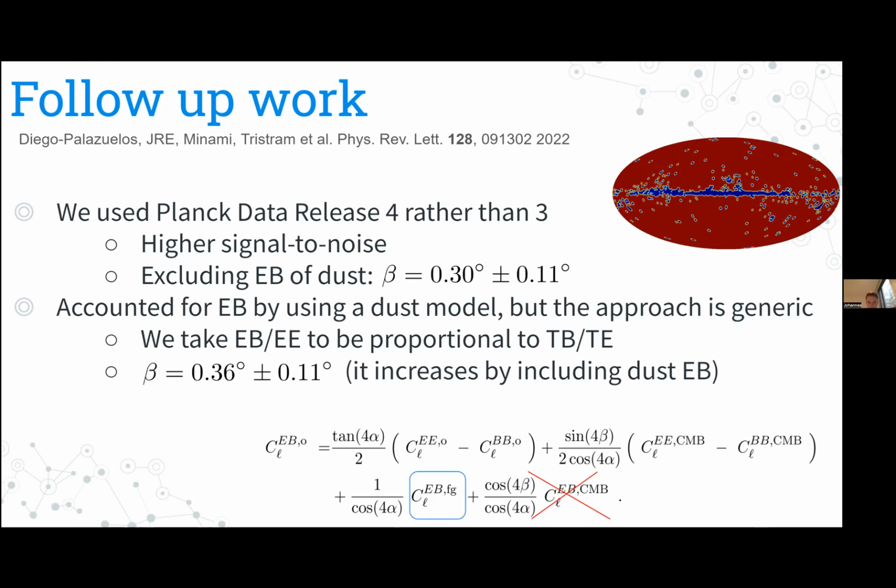And we tried to also account for the EB of dust by using a dust model created by dust experts, but the approach is also very generic. The idea is to take the EB divided by EE of dust polarization to be proportional to TB divided by TE, because TB, TE and EE of dust have been measured, but not the EB. So we needed to use this model. And by using this dust model, we actually increased our measurement of cosmic birefringence to above 3 sigma.